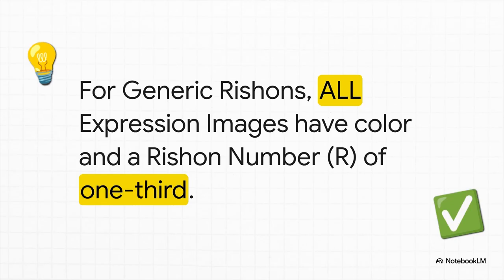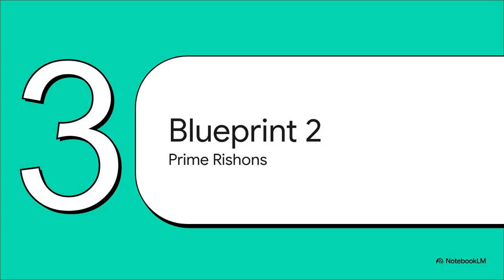So the main thing to remember for this blueprint is teamwork. In a generic Rishon, every single component is active. Each one has color, each one has a Rishon number of 1/3. They all contribute equally to the whole structure. Now keep that idea of equal contribution locked in your head because it is about to change. Completely.